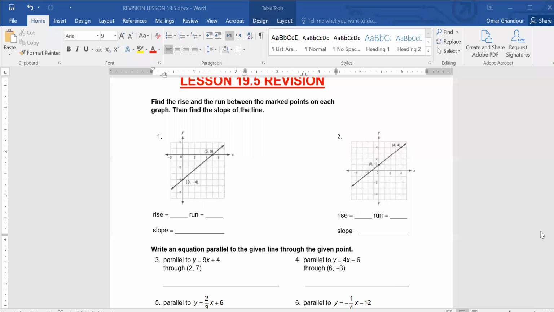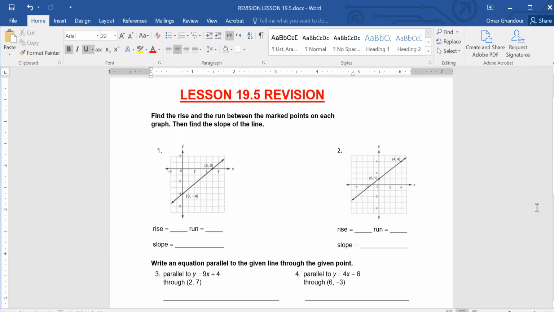Okay, today we are going to be revising lesson 19.5. As you remember, lesson 19.5 was talking about how to get the slope of parallel lines and the slope of perpendicular lines. It only had two rules. If you have parallel lines, their slopes are equal, so you use the slope of one known line to get the equation of the other line. And if we have two perpendicular lines, then their slopes follow a formula: m1 multiplied by m2 is equal to -1.